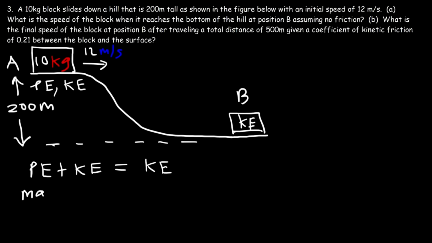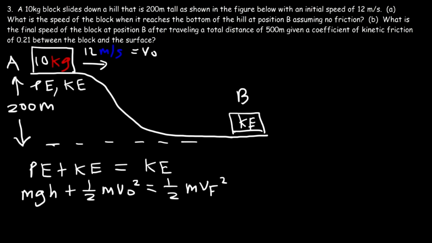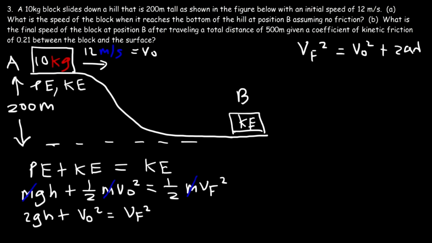So this is going to be mgh plus 1/2 mv initial squared. So the initial speed is 12. We're looking for the final speed. And that's equal to the final kinetic energy of 1/2 mv final squared. So we could divide everything by m and multiply everything by 2. So it's going to be 2gh plus v initial squared, and that's equal to v final squared. So basically, that looks like this equation. V final squared is equal to V initial squared plus 2ad. That's a formula that you've seen in kinematics.